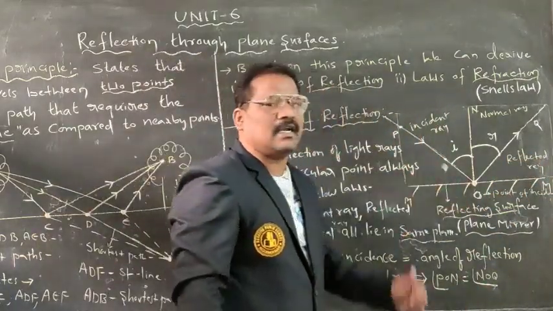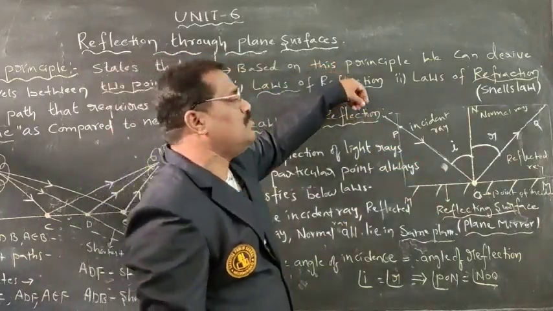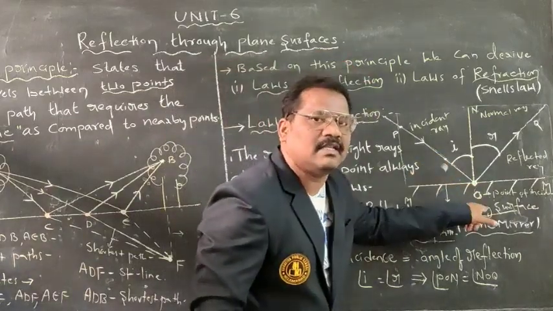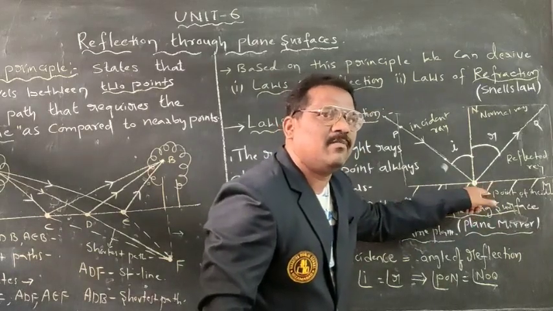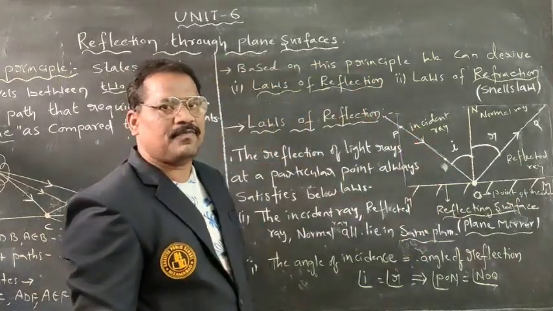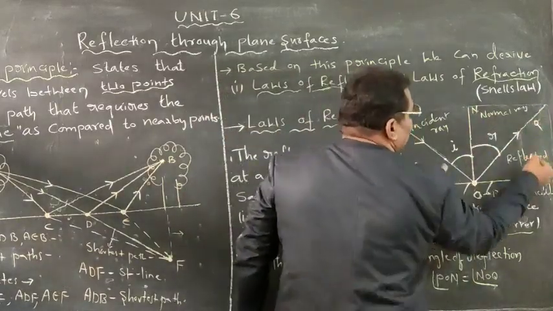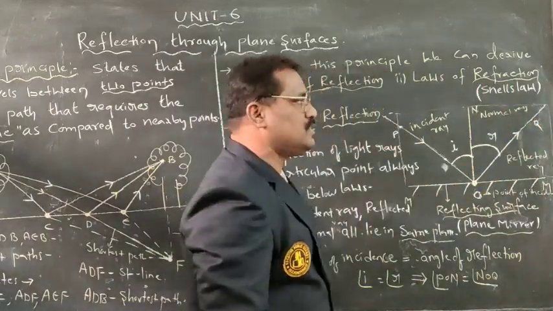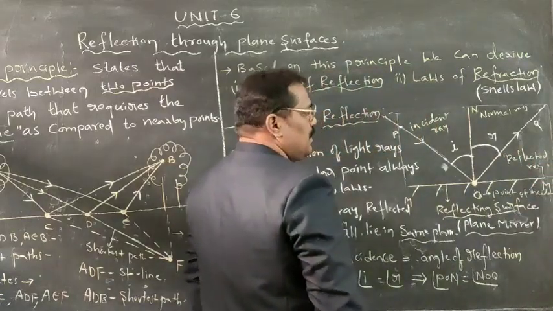What is called the incident ray? When the light ray travels from the object towards the mirror, the reflecting surface, and is incident on the mirror at one particular point, that ray is called the incident ray. Simultaneously, the ray which bounces back, moving away from the reflecting surface, is called the reflected ray.